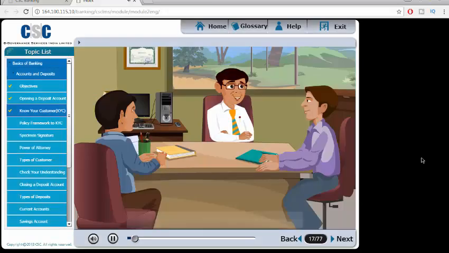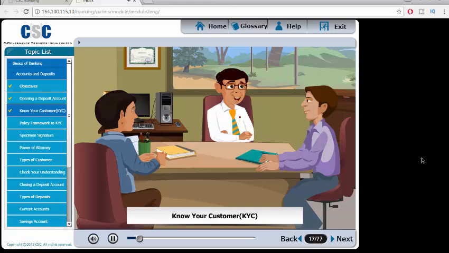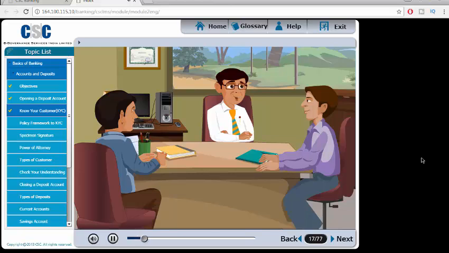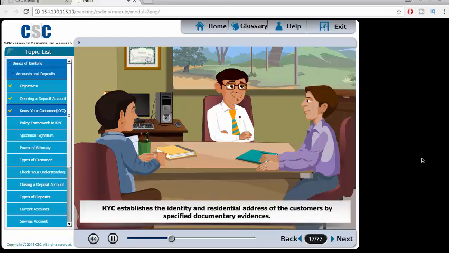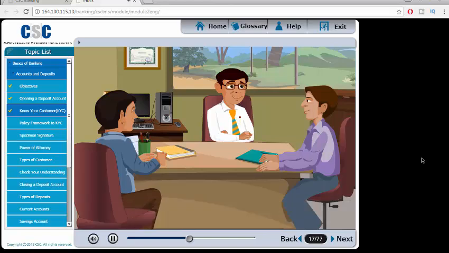You must have heard about Know Your Customer or KYC procedure. In 2002, RBI had issued a directive to all banks for complying with the procedure of Know Your Customer in respect of all of their new and existing domestic and non-resident customers. KYC establishes the identity and residential address of the customers by specified documentary evidences. The KYC guidelines issued by RBI reinforce the existing customer identification practice of banks.